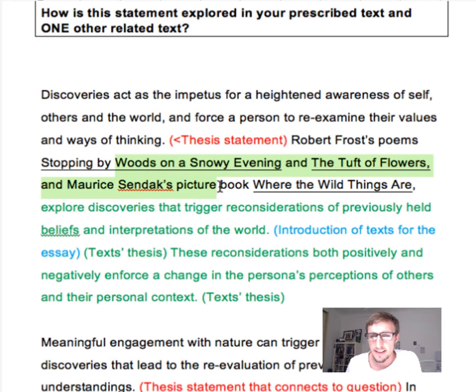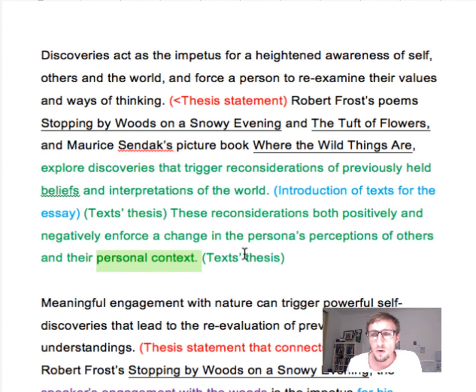So all of these texts here explore discoveries that trigger reconsideration of previously held beliefs and interpretations of the world. These reconsiderations both positively and negatively enforce a change in the persona's perception of others and their personal context. So again, I'm being more specific now about the impacts of these discoveries.